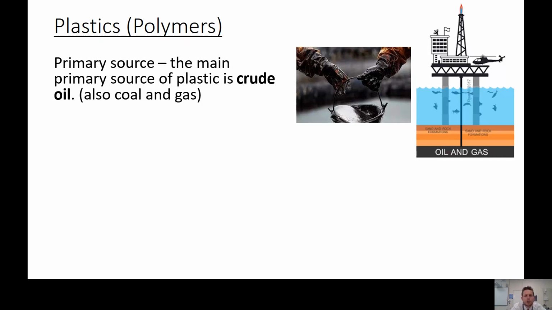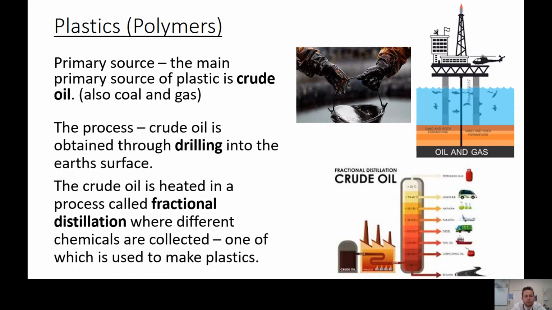And I say, it's not just crude oil. Crude oil at the minute is the main primary source, but gas and coal can also be converted into our plastics. So believe it or not, the chairs that you sit on, the toys you play with, come from crude oil. This thick, gloopy liquid is collected from deep in the Earth's surface. So what's the process and how do we get this crude oil?